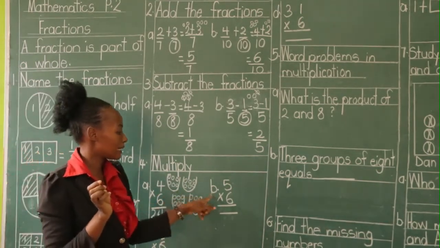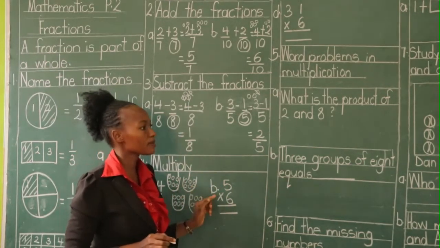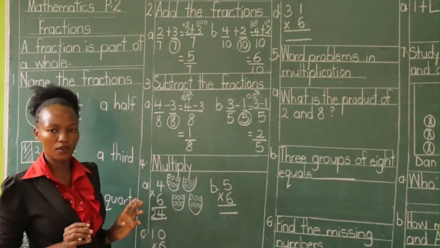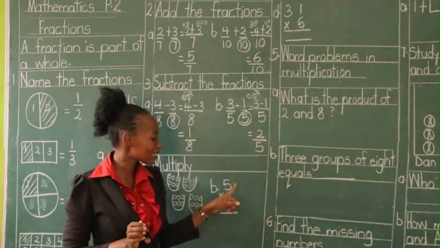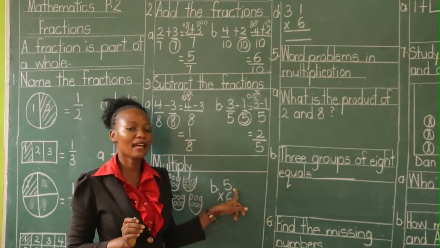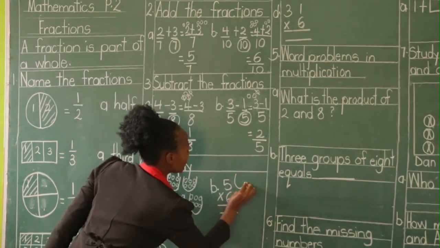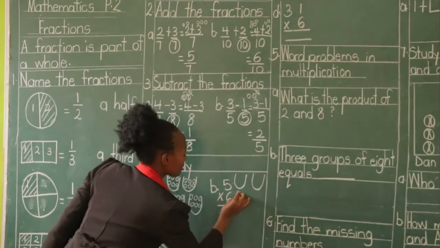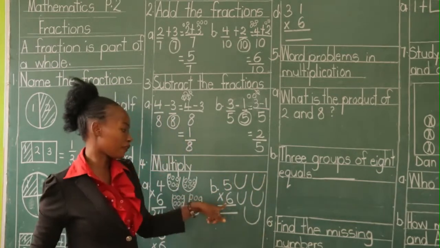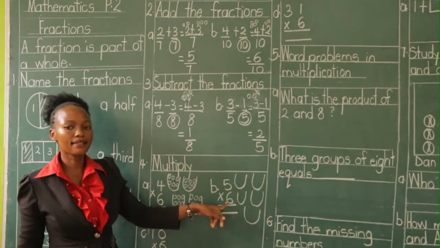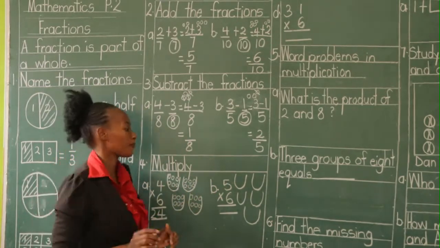Then let's look at our part B. They said 5 times 6. And you say the first number is for the groups. How many groups are you going to form here? Let's look at this number here. Alright, it's number 5. We are going to form 5 groups. 1 group, 2 groups, 3 groups, 4 groups, and 5 groups of this number here, which is number 6. We are going to put 6 items in each group.